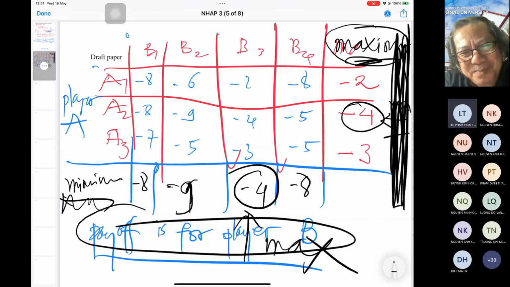So every element here is the payoff for B. I just show you this to mention that you are a student of mathematics. You have to learn and you have to know about the idea.